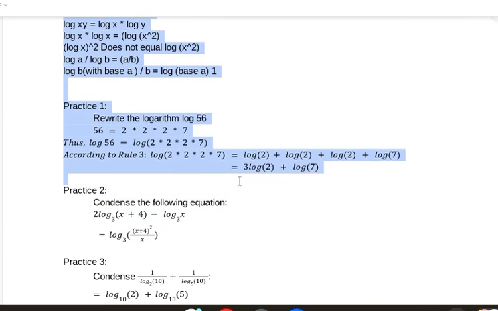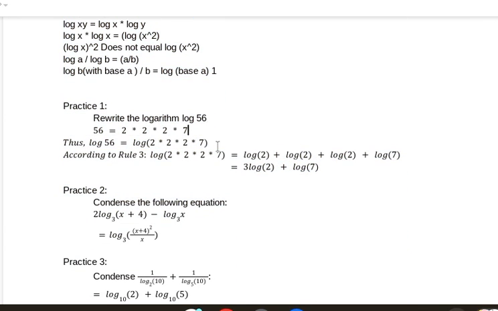The first thing that we need to do is use prime factorization, which is pretty simple. 56 divided by 2 is 28. 28 divided by 2 is 14. 14 divided by 2 is 7, and 7 is a prime number. So 2 times 2 times 2 times 7. So log 56 is equal to log of 2 times 2 times 2 times 7.